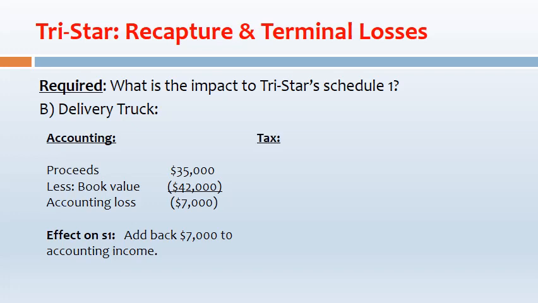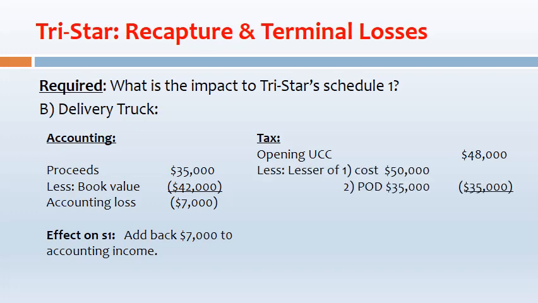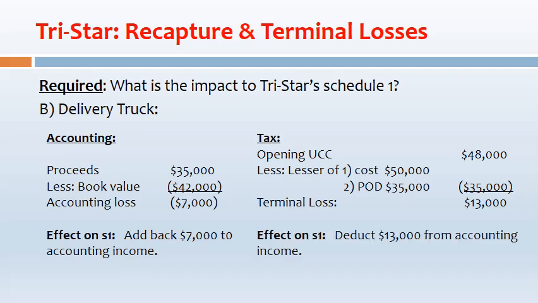Now let's take a look at the tax ramifications here. We had an opening UCC balance of $48,000. Again, we're going to subtract the lesser of cost, and this thing cost $50,000, or the proceeds of disposition, which is $35,000. That's much less than the UCC, so we're going to end up with a terminal loss of $13,000. Because we have a terminal loss, we're going to be deducting that from our accounting income on the Schedule 1.